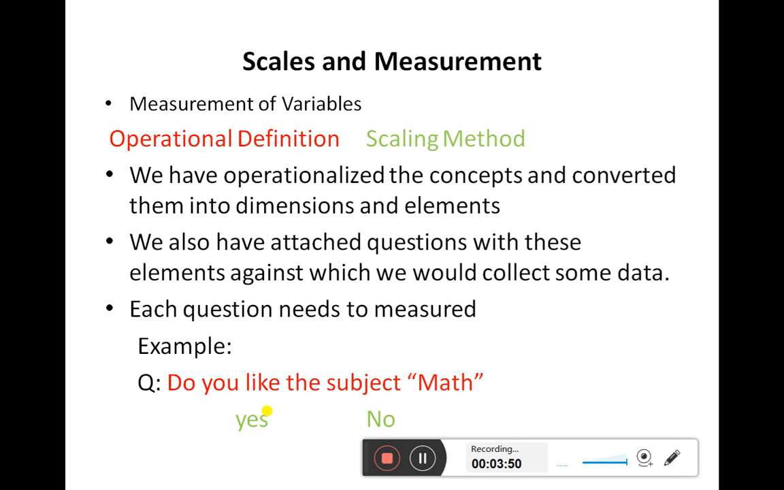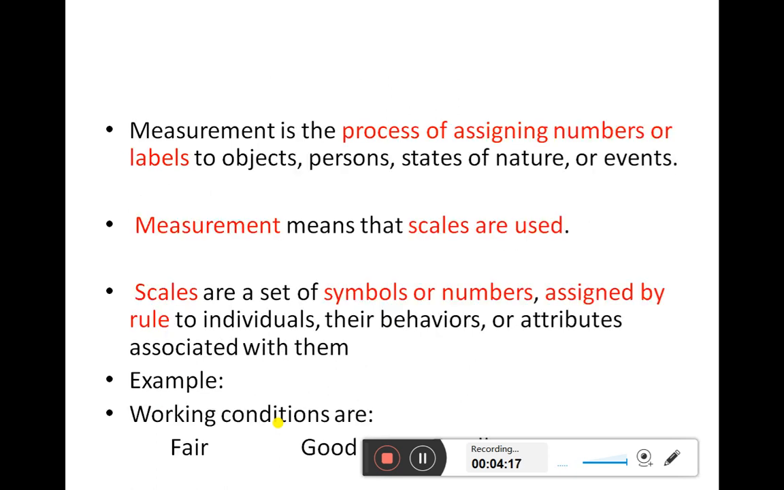If you remember, I told you that first we discuss how to develop this question, which is basically done through operational definition. Once each question is developed, we want to measure each question, so we use the next technique, which is known as the scaling method or scaling technique. Inshallah, in this lecture we will discuss the different types of scales. Hopefully a bit of an idea is clear.